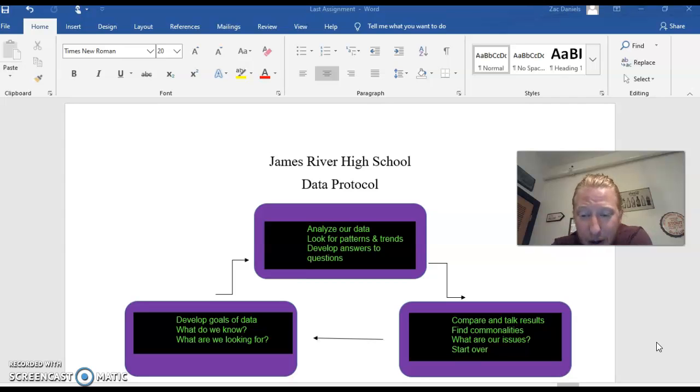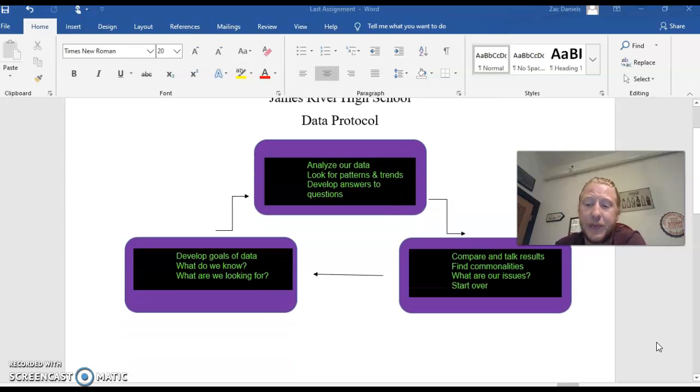And then we go down to the bottom, and we have to compare and talk about our results. We have to find some commonalities, and then we have to see what are our issues. What do we find in all the data that we took? Do we find some good things, some bad things? What do we find? And then from there, you just start over and repeat the whole process again.